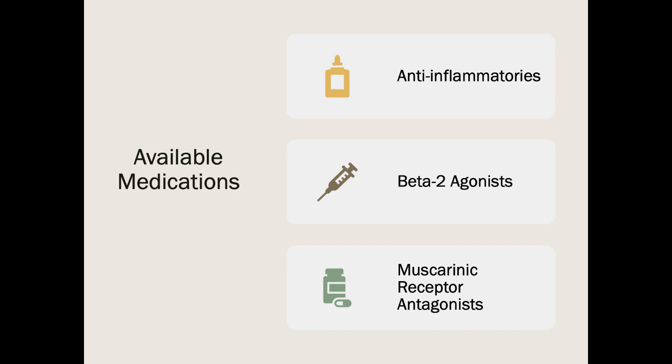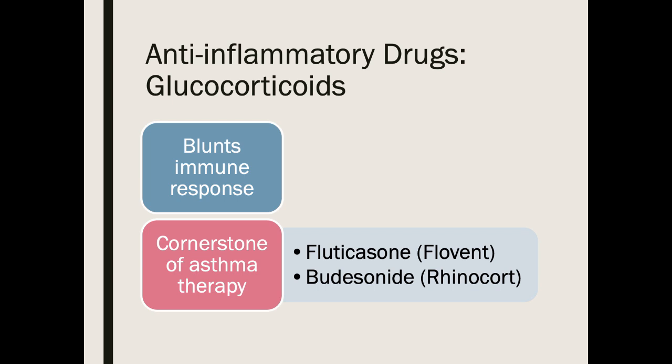Well, we've got three broad categories of medication that we're going to use, sometimes in tandem, sometimes alone, but we're going to use these to try to control and manage the symptoms and the issues of these respiratory issues. We've got anti-inflammatory medications, we've got beta 2 agonists, and we've got muscarinic receptor antagonists. For our anti-inflammatory drugs, we've got a couple different types.